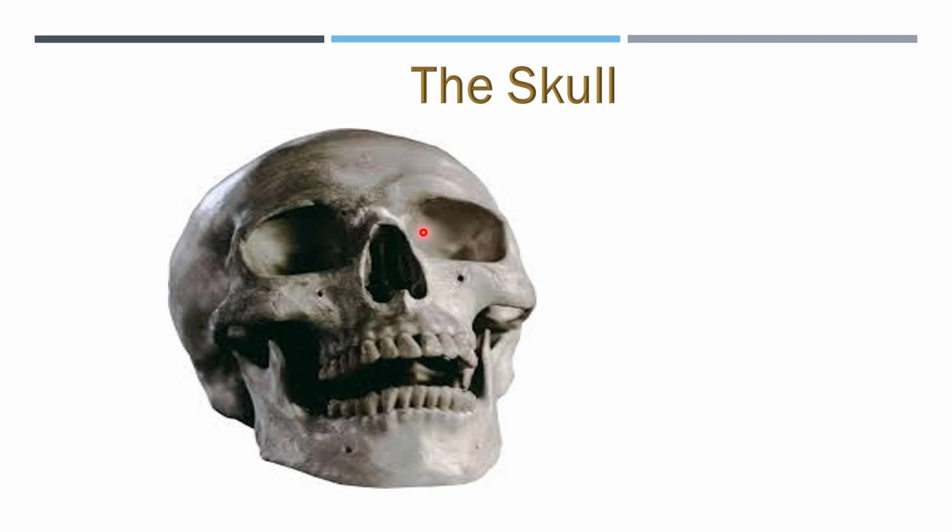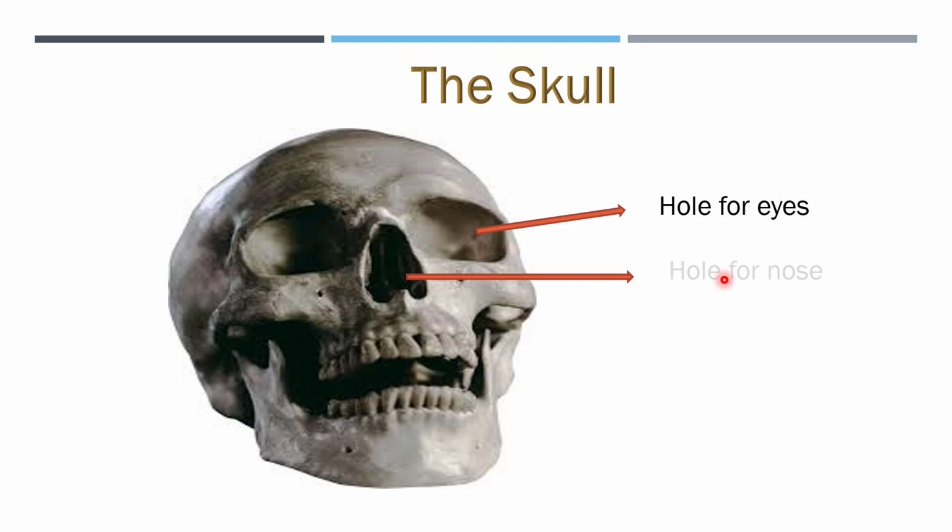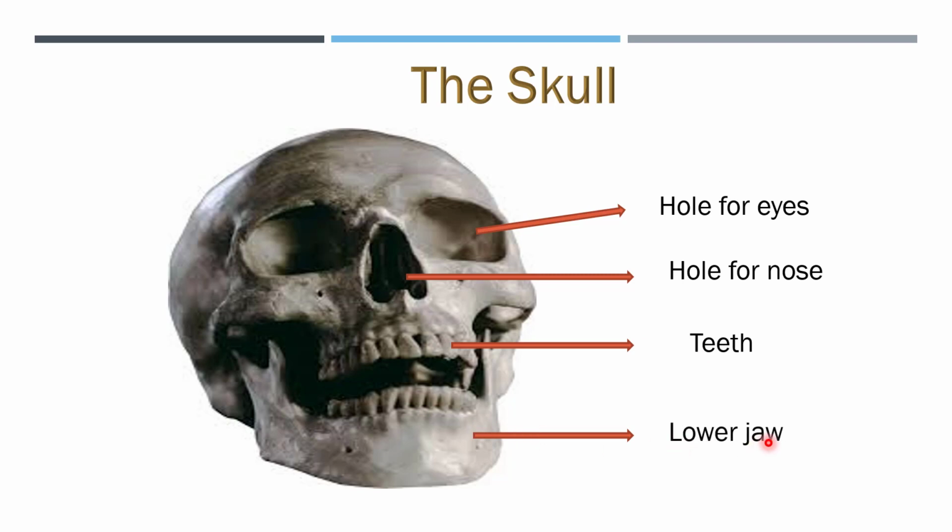Let's have a look at the structure of the skull. These two holes in our skull are for eyes, and this one is for the nose. These are all our teeth. This is our lower jaw.